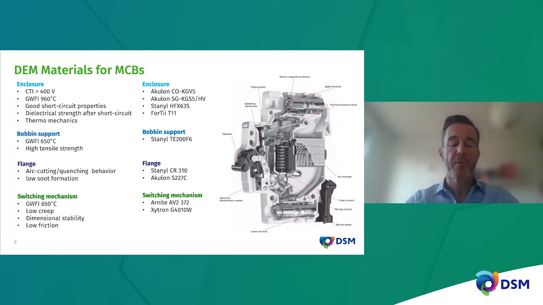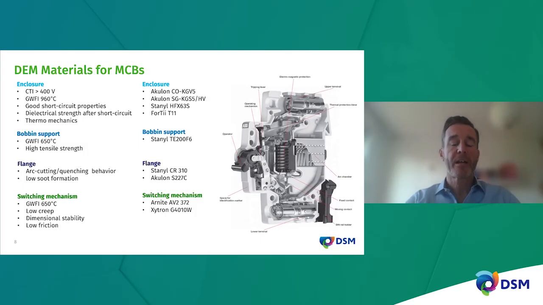Since electrical devices operate by creating an arc for cutting the current, this arc quenching is very important. So in the flange, materials need to be used with a good arc cutting and quenching behavior, and of course low soot formation. Since the mechanism is a complex electromechanical system, this needs to operate flawlessly under all circumstances at the same forces. Therefore, in the switching mechanism, one requires materials with low creep, low friction, and high dimensional stability.